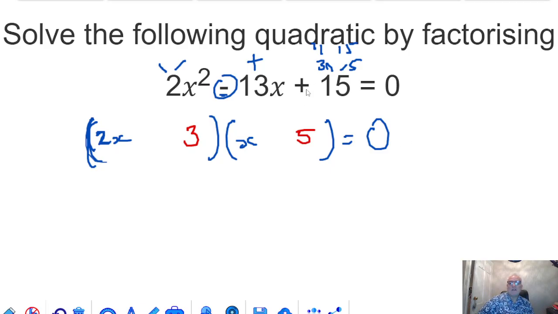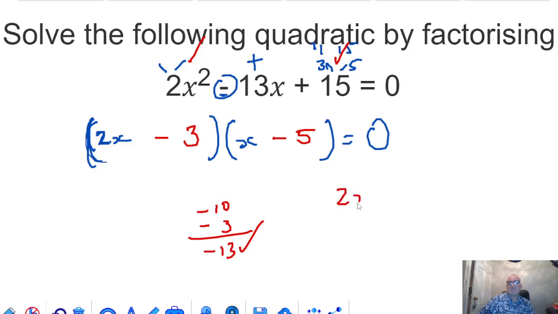How do I make positive 15 when I've got negatives in there? They both are going to have to be negative. Negative times a negative gives me a positive. So on that one, let's multiply it out. 2 times negative 5 gives me negative 10. 1 times negative 3 gives me negative 3. And if I sum them together, that gives me negative 13. 2x times x gives me 2x squared. Sorry, 3 times 5, both negative, would give me positive 15. So we've gone for the right answer to start with.